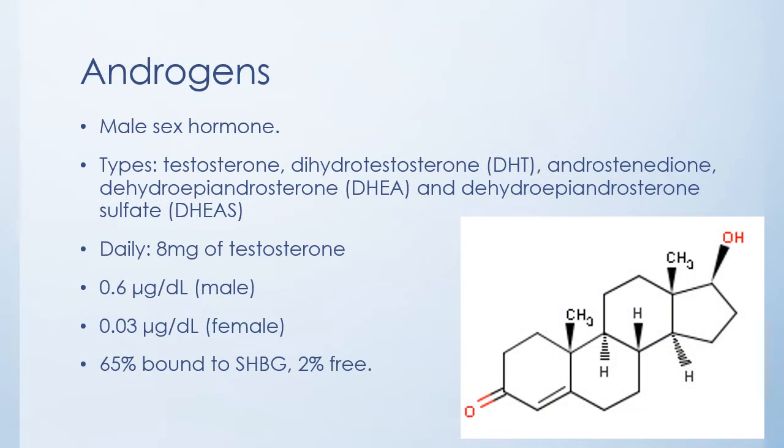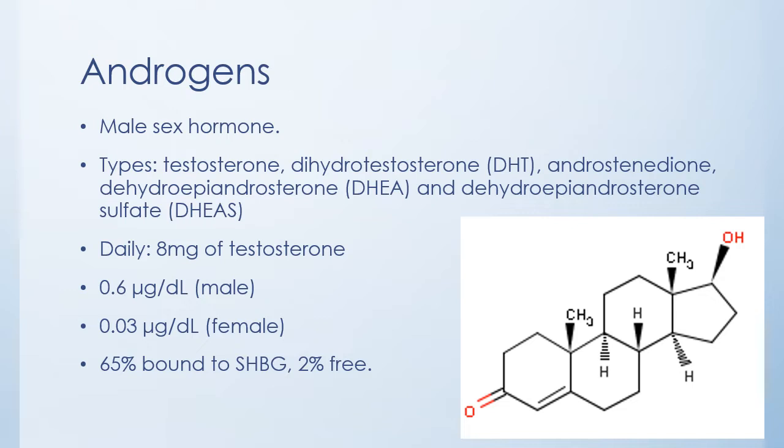Let's discuss androgens firstly. Androgens are male sex hormones and there are many types. I've listed them down here. So you have testosterone, DHT, which is dihydrotestosterone, androstenedione, dehydroepiandrosterone, DHEA, and dehydroepiandrosterone sulfate, DHEAS.